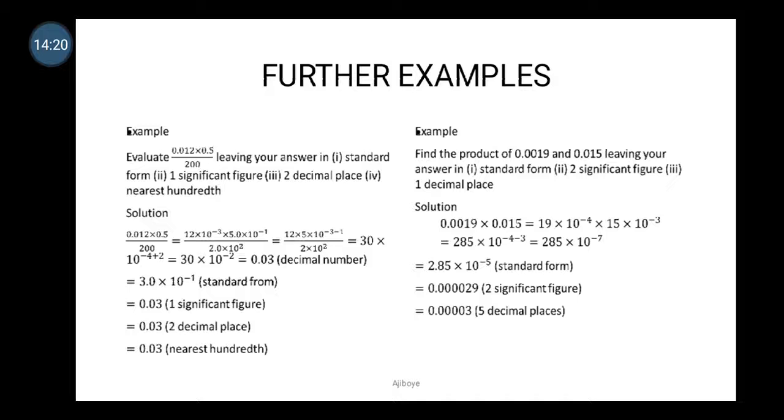simply express the numbers in standard form, or in such a way that you can easily simplify if you're not to use a calculator. All right, so this becomes 0.012 times 0.5 divided by 200 becomes 12 times 10 raised to power minus 3 times 5.0 times 10 raised to power minus 1 divided by 2.0 times 10 raised to power 2.